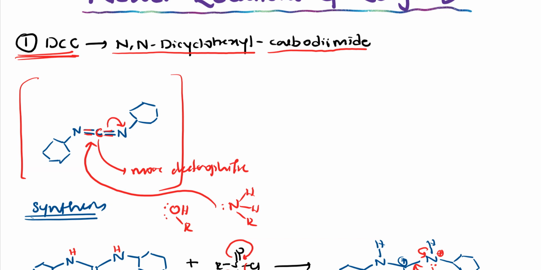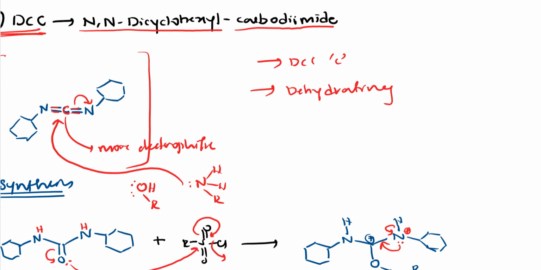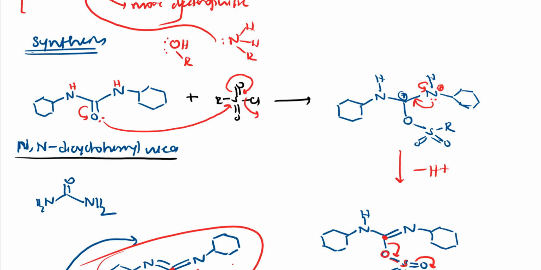So few properties. What you understood: this DCC has a more electrophilic carbon, first point. And second point, this DCC acts as a dehydrating agent. How it acts as a dehydrating agent, I will discuss in the reaction. While seeing the reactions, you will see there. We also use DCC for preparation of amides, ketones, nitriles, so many things. If you see the chemical reaction, you will get it.